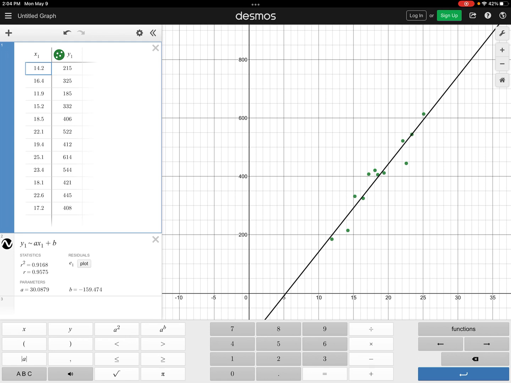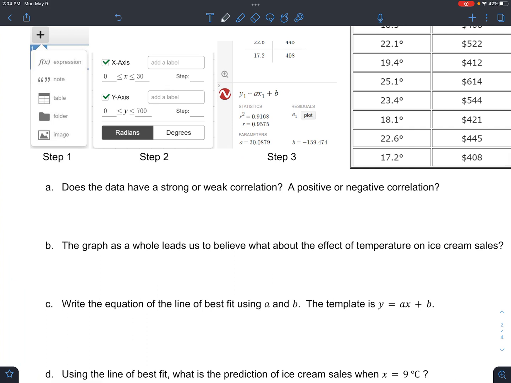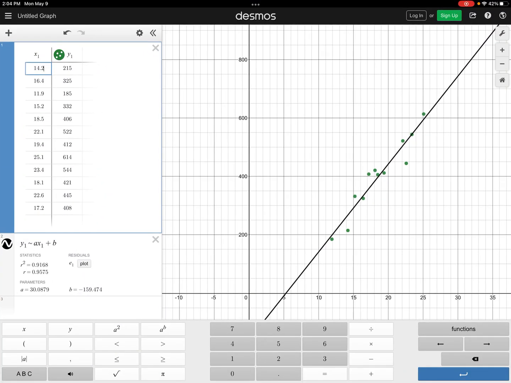I may have typed things in a little bit. Oh no, that looks good now. Okay, so with that, we see that it was going up, and it was pretty tightly bound to that line there, pretty close.